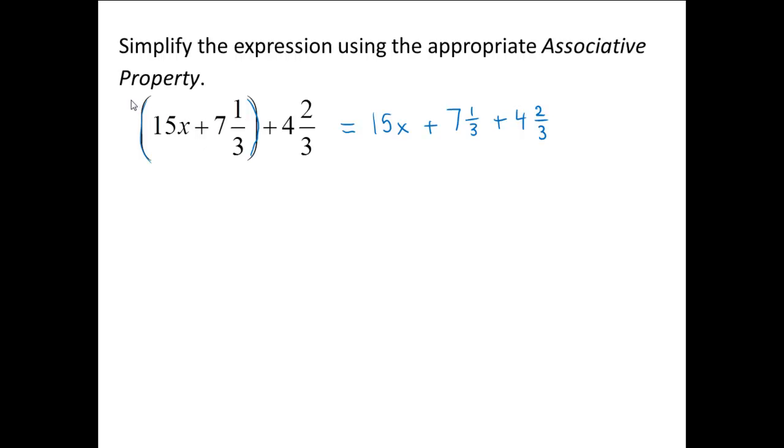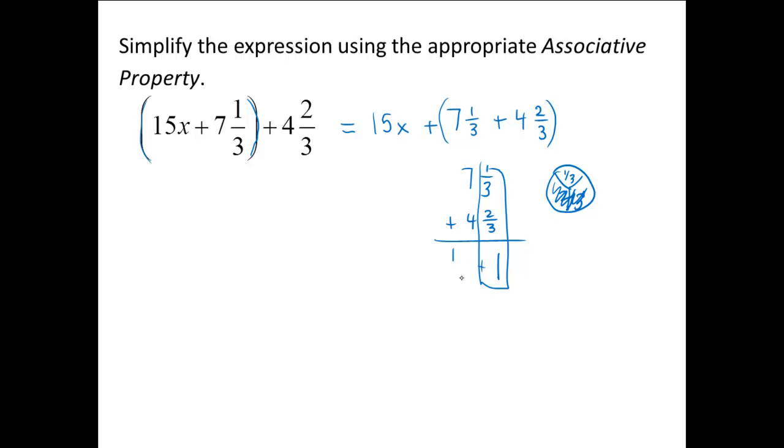The associative property says we can group the second two terms together, so that is 15x plus the quantity 7 1/3 plus 4 2/3. Inside the parentheses, we can add those together. Those are constant terms. They are like each other. We can add them. How do we add them? We can get fancy about it, or more simply, here's 1/3. There's 2/3. 1/3 plus 2/3 is 1.